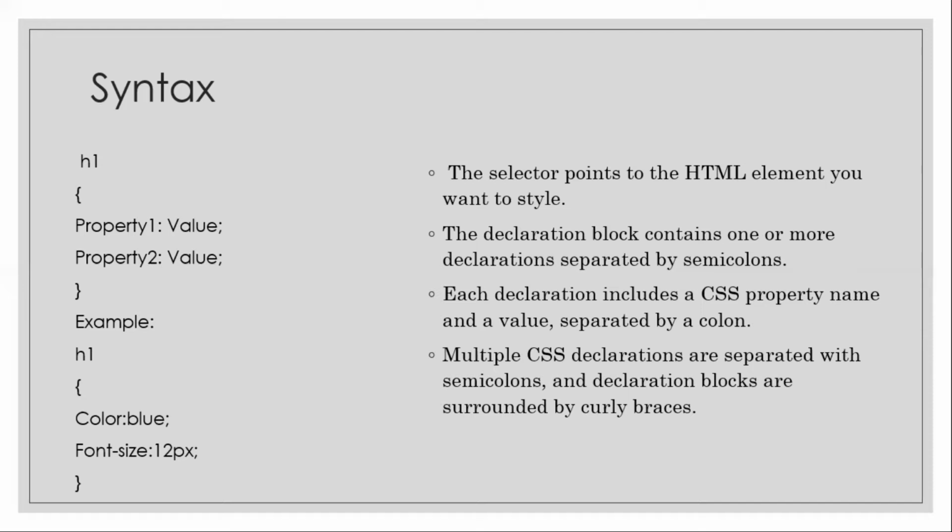It might be a little confusing and difficult for you to understand, but when we practice it in actual, then you'll find it very easy to do. As you can see, I've given an example as well. H1, and here the color is blue. Font size of that H1 text is 12 pixels. So this way you can give, right? The declaration block contains one or more declarations separated by semicolon. So this is the syntax which you should know.